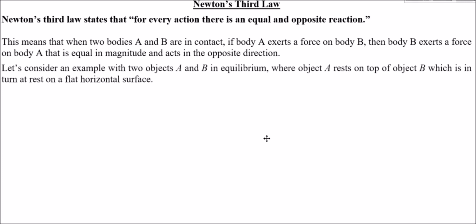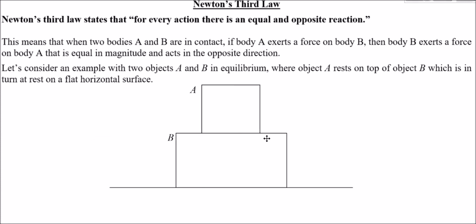So before we get off with a worked example, let's consider an example with just 2 objects A and B in equilibrium, where object A rests on top of B, which in turn is at rest on a flat horizontal surface. So that's what we've got. A stacked on top of B, which in itself is stacked on top of a floor.